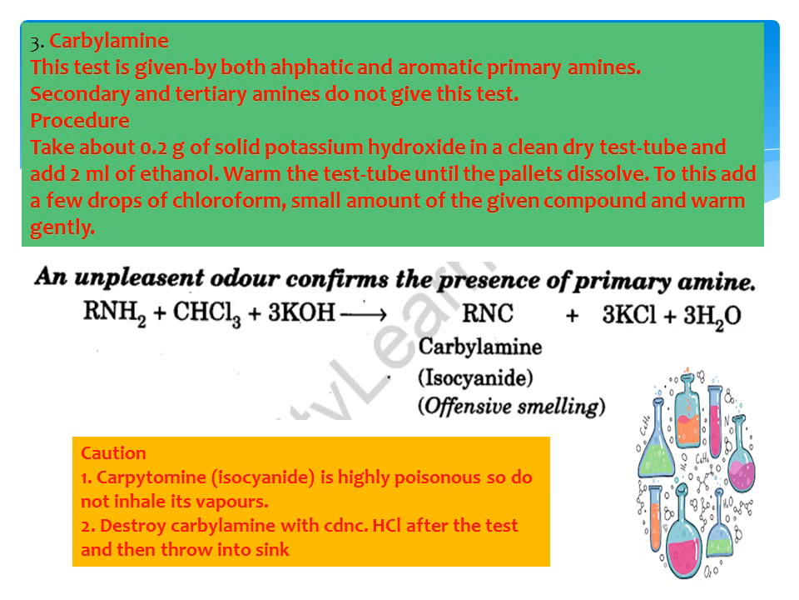As a result, RNC, which is carbylamine or isocyanide, is formed. This is highly poisonous, so you must not inhale its vapors. Secondly, you have to destroy the carbylamine with concentrated HCl after the test has been done, and then throw it into the sink. This test, with its unpleasant odor, confirms the presence of primary amines, but secondary and tertiary amines fail to give it. So this is one of the authentic tests to identify primary amines.